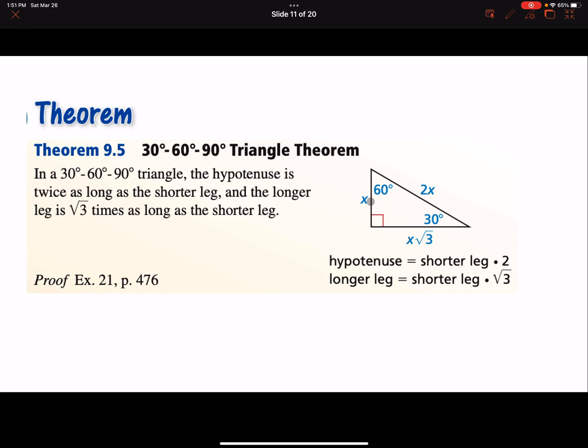It is always gonna follow the pattern of x, x root 3, and 2x, but you might not always have a root here. Maybe the smaller leg has a root, and this one's gonna be a number that's times root 3. That's fine. And this number is always gonna be double whatever the smaller leg is. So let's look at an example.